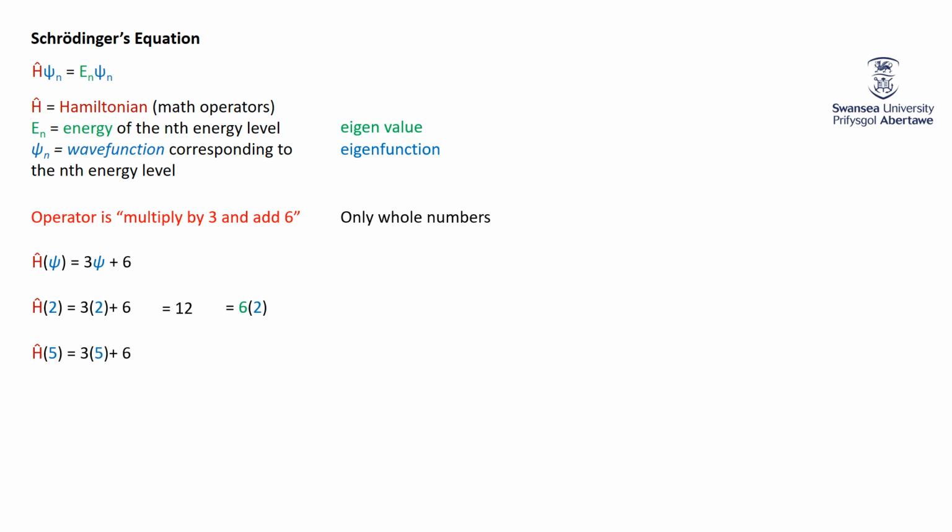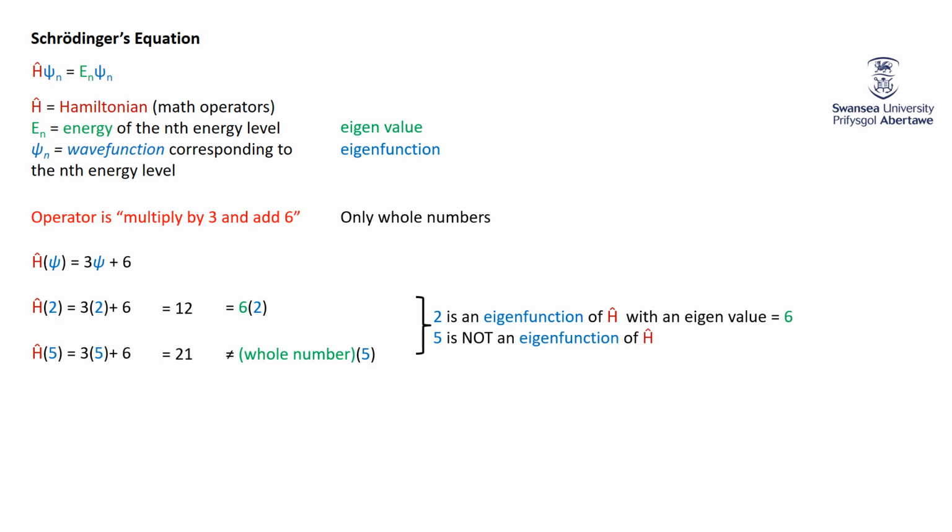On the other hand, how about 5? If we take 5 and do this operation on it, well, 3 times 5 is 15 plus 6 is 21. That is not a whole number times 5. So thus, 2 is an eigenfunction of this operator, and its eigenvalue is 6. 5, on the other hand, is not an eigenfunction of the operator.